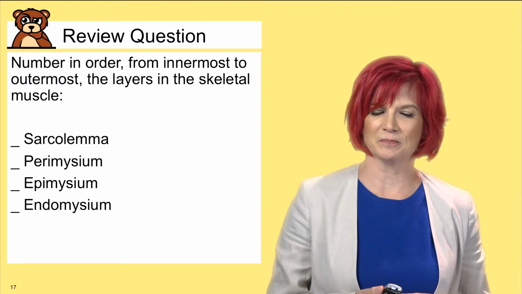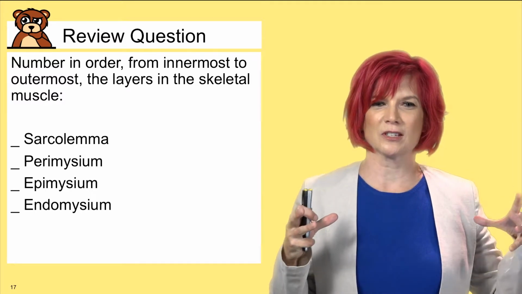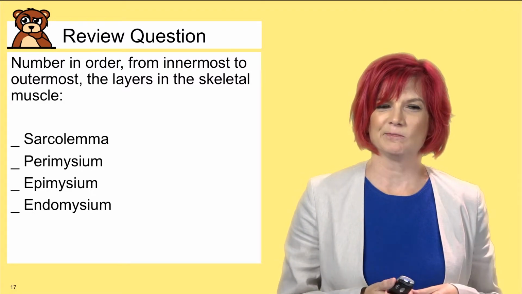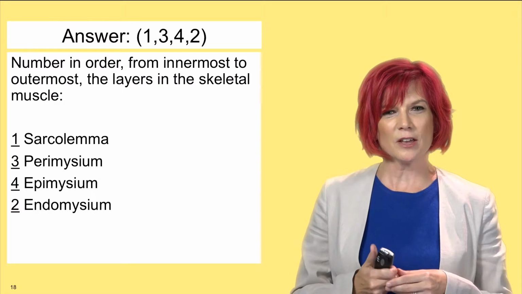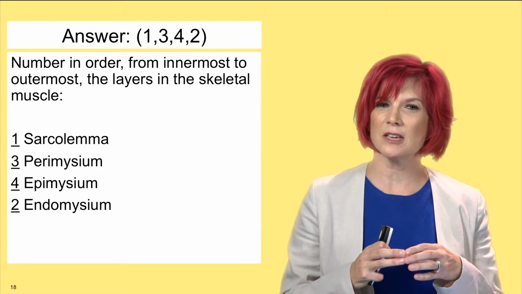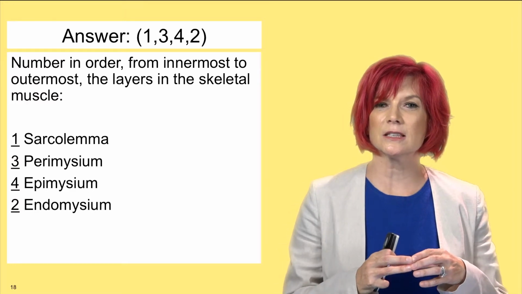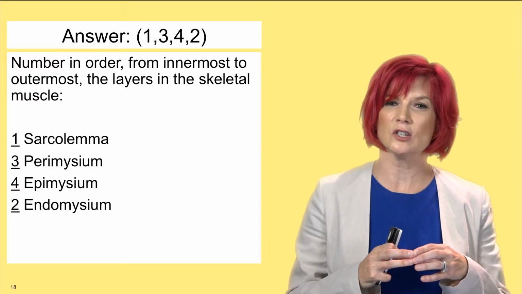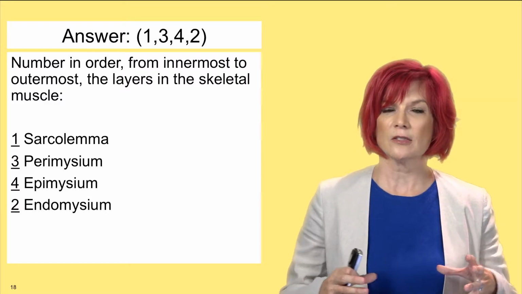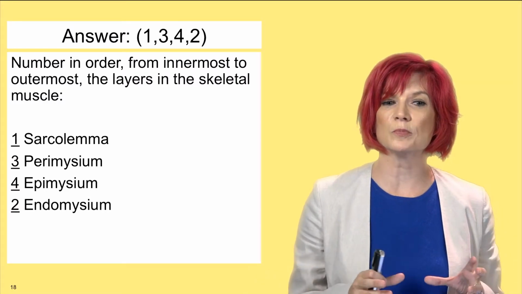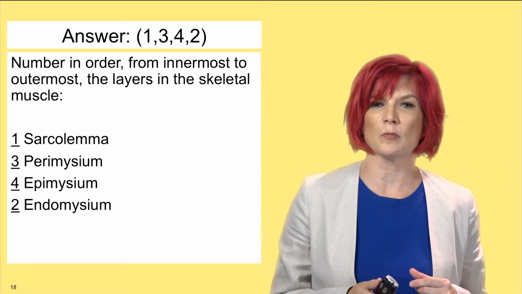The next question. Number in order from innermost to outermost the layers in skeletal muscle. Here's the answer. So number one is the sarcolemma. The sarcolemma is the membrane that encases each skeletal muscle fiber. It sits just underneath the endomysium. After that, the perimysium is a connective tissue that will segregate groups of skeletal muscle fibers, also known as fascicles. And finally, there's the epimysium.